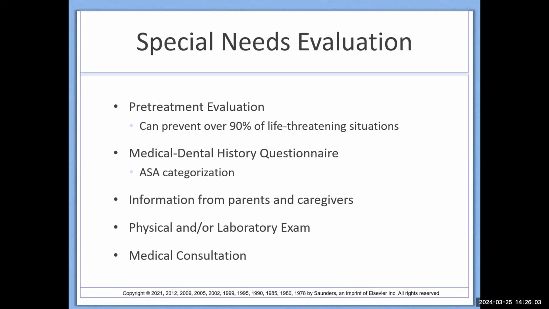Also, the information from parents and caregivers is really important, maybe even one of the most important parts of the special needs evaluation, because they themselves have worked with the child. They themselves are really exposed to the child. They know what could pose a problem. They have the best rapport with the patient also.